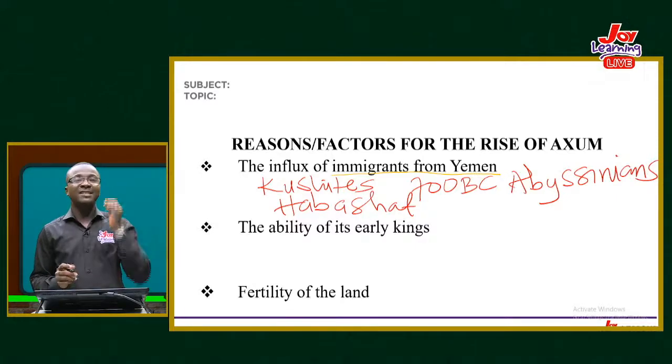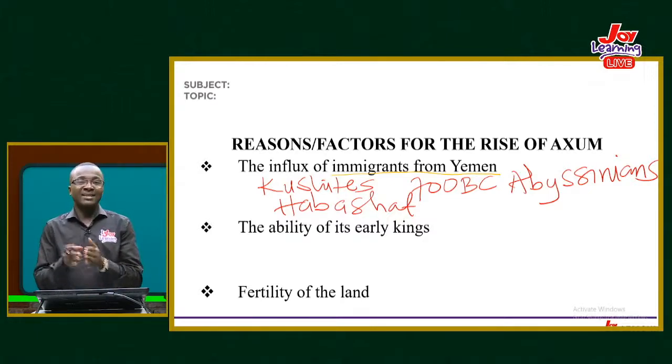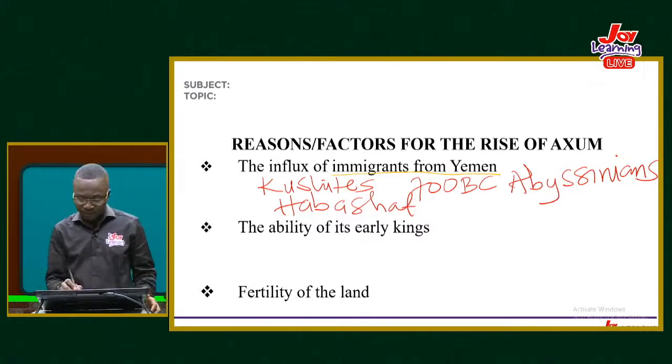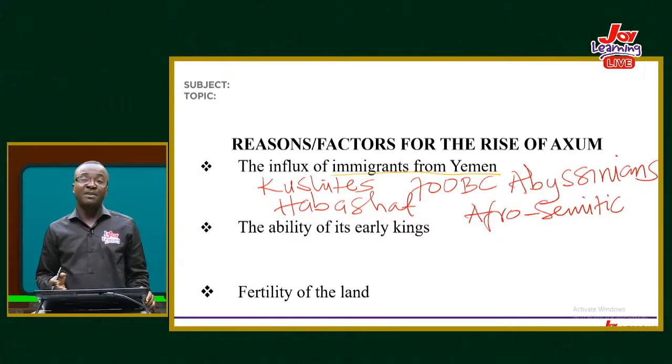So the Abyssinian is a mixture of the local population and the Semitic people, or people who had come from Yemen, as a result of intermarriage. So we are told that a new Afro-Semitic population emerged. Afro for Africa, Semitic for the people that had come from the Saudi Arabian lands. So it was the migration of these people from Yemen to settle amongst the local Kushite people in the highlands of Ethiopia that laid the foundation for the rise of Axum.